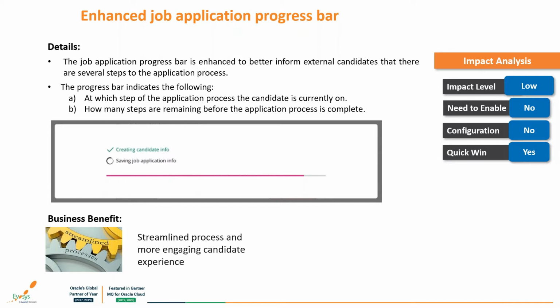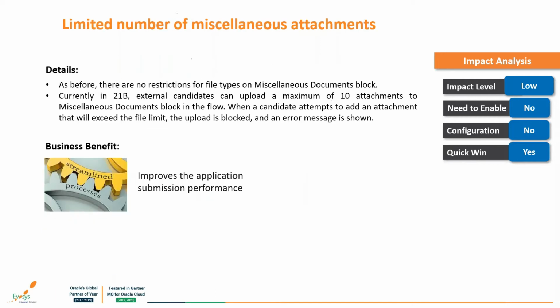Moving forward to the next feature, which is limited number of miscellaneous attachments. Before 21B, there were no restrictions on the file types on the miscellaneous document block. But after 21B came into existence, we have limitations on the attachments we can attach on the miscellaneous document block. Now we can attach only 10 attachments.